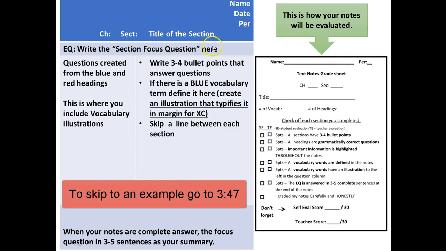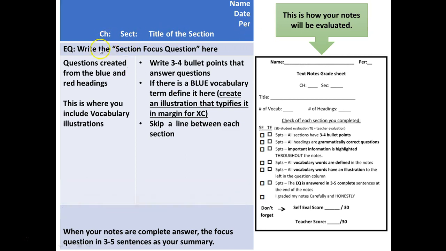Here's an outline of what your homework should look like. You should have your name, date, period, number, the name of the chapter, and the number of the chapter. You should write the section focus question here at the top. Here's where you're going to be writing the questions and illustrating your vocabulary terms. That'll be on the left-hand margin of your notes.